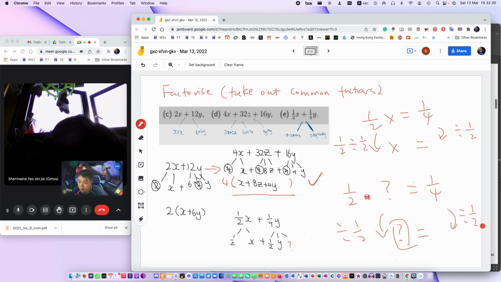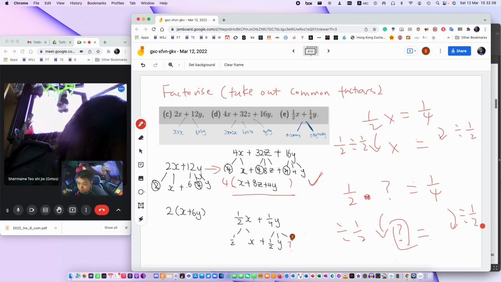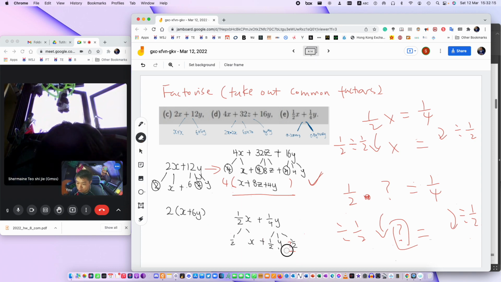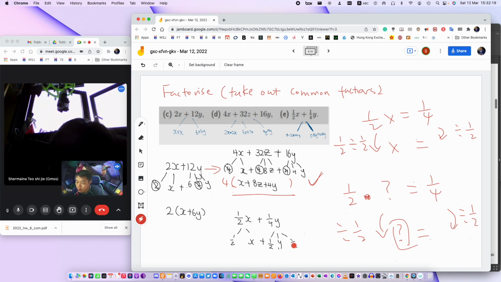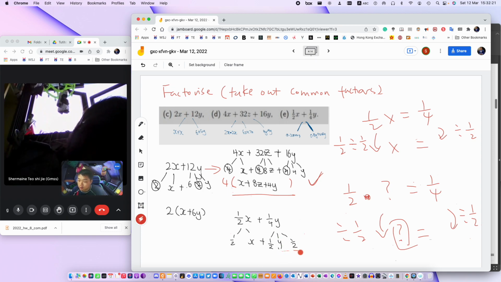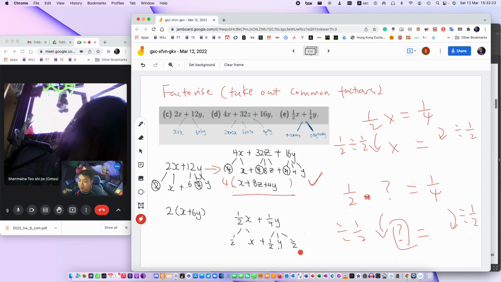So what's the question mark? One over 2. Okay, write it down. You test. Half times half. Do you get 1/4? Yes. Okay, good. So that means this splitting is correct. Okay, now good. Go ahead.